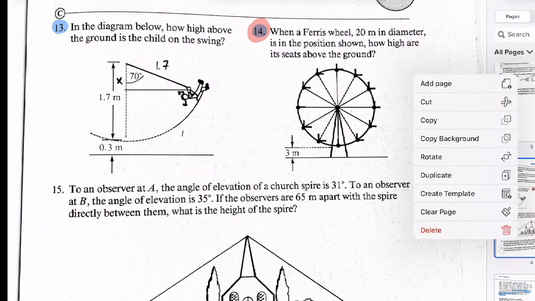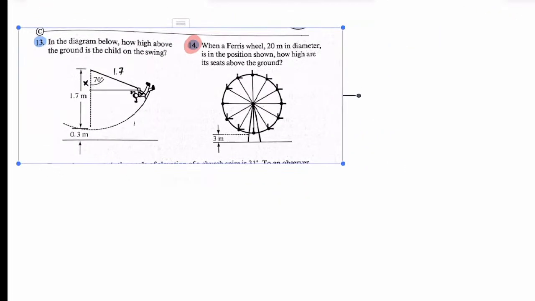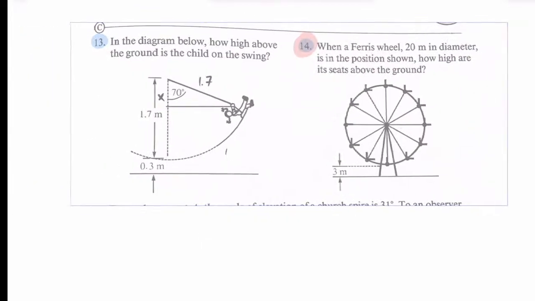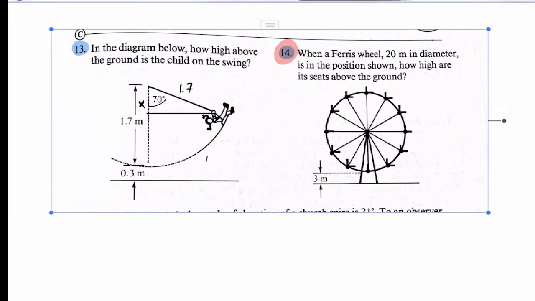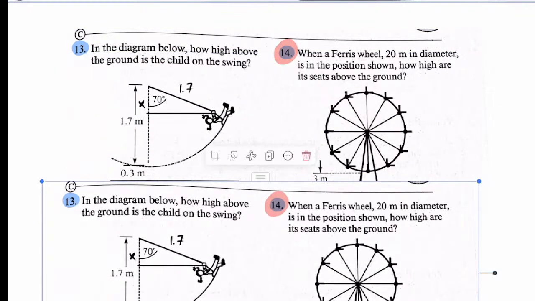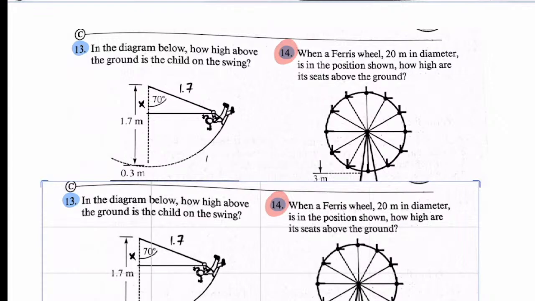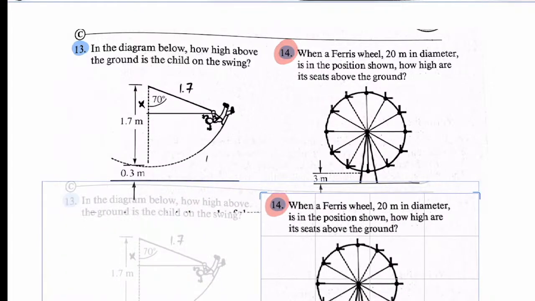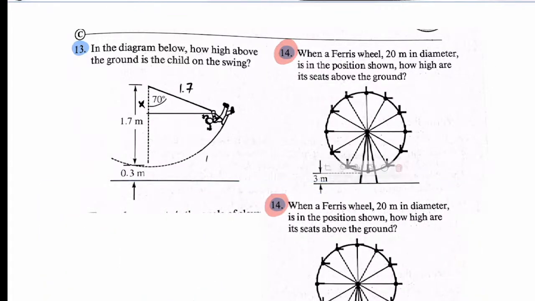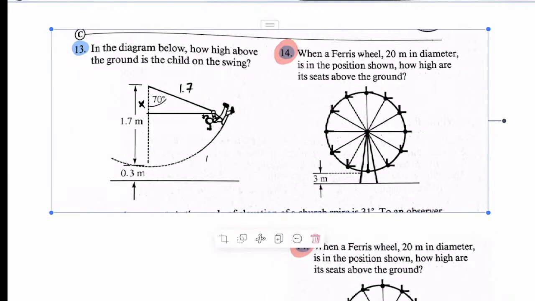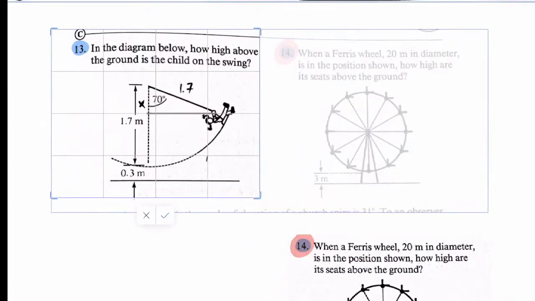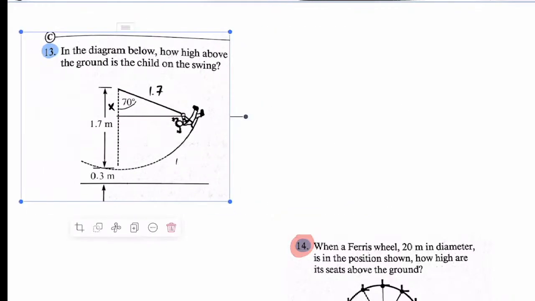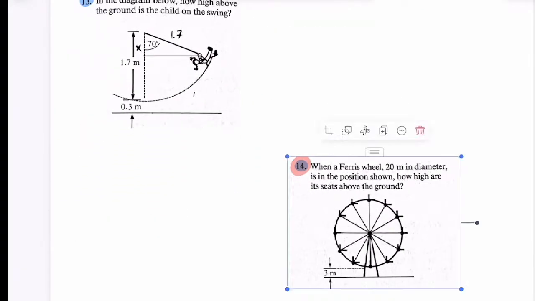Okay, I'll add this here. Here you go. Okay, swing and Ferris wheel question. Sure, let's do it. Let me just change this into two questions here. Here's a question. Here's a question. All right. I am ready.